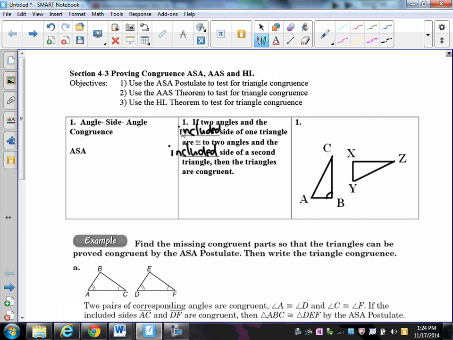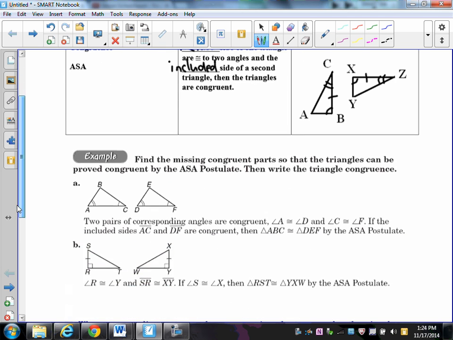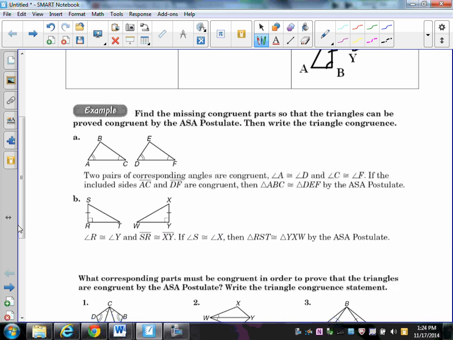So if I had angle B congruent with angle X and angle C congruent with angle Z, I would have two angles. I need the included side. That means between the two angles, and that would be segment BC and segment XZ. So we're given a couple of examples right here.